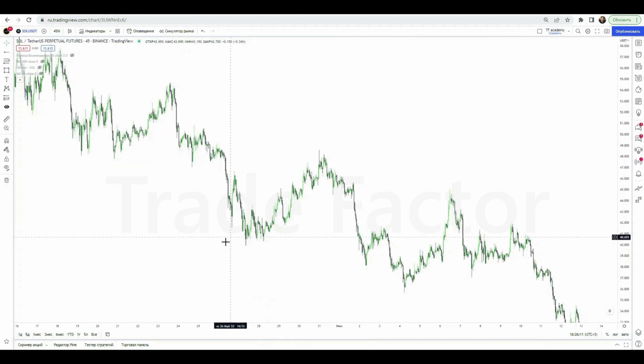Now let's see the green order blocks. We use them to enter our short positions. It's a Solana chart, 45-minute time frame, there is a downtrend.